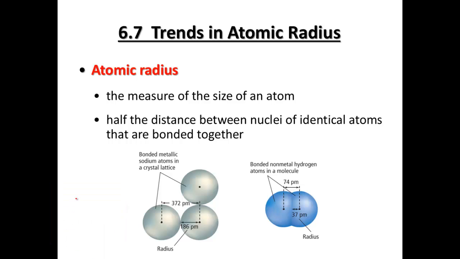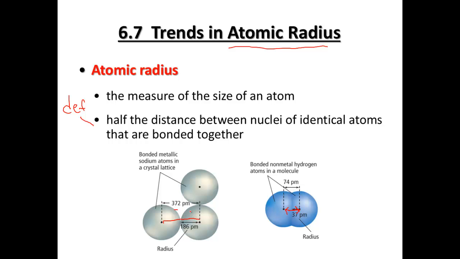Today we're going to start looking into breaking down the trends of the periodic table, and we're going to begin with the atomic radius. The atomic radius definition is the measure of the atom's size. Now, it's difficult to measure one atom, so what they actually do is measure the distance between two nuclei of identical atoms, since there's no definite boundary between them. Half of that distance, if you cut that in half, is what the atomic radius is.